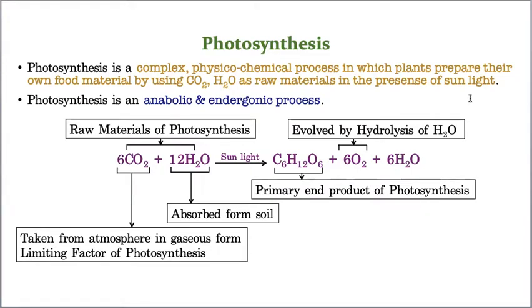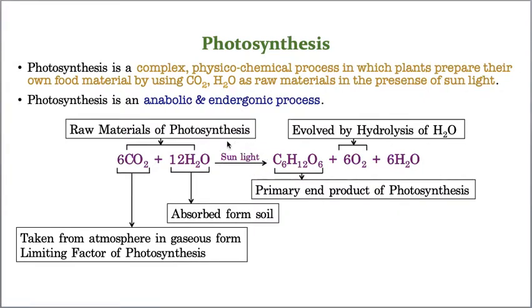For example, if you take this equation, what I told in the definition, plants prepare their own food material by utilizing carbon dioxide and water. Now go to the equation, see 6 CO2, that means 6 carbon dioxides, and 12 H2O, that means 12 waters, they react with each other. For this reaction they need some energy, so they derive this energy from the sunlight.